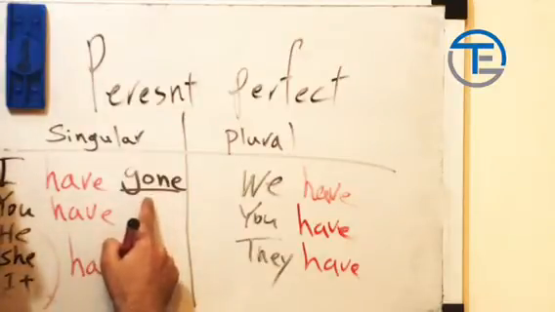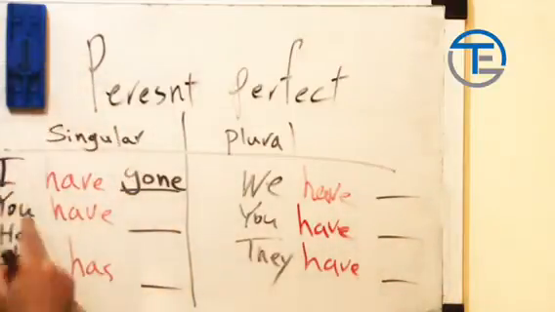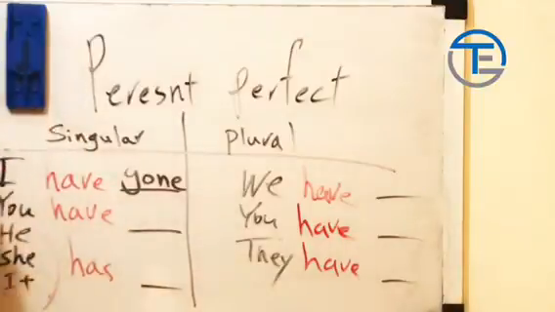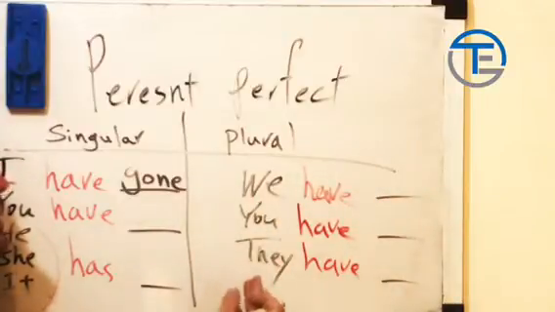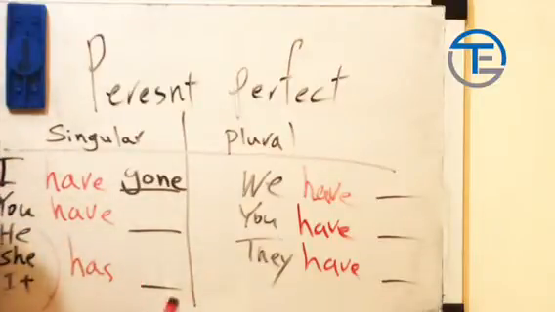We use this verb for the other sentences. I have gone. And you can continue your sentence. You have gone. He has gone. She has gone. It has gone. We have gone. You have gone. They have gone. Okay, but we want to make your sentences smaller.